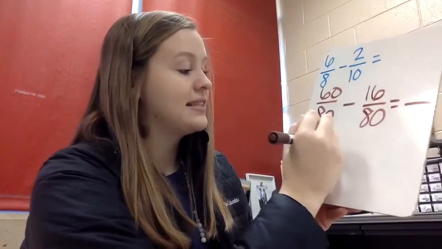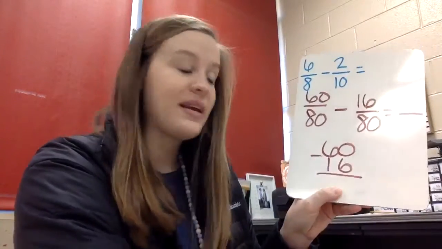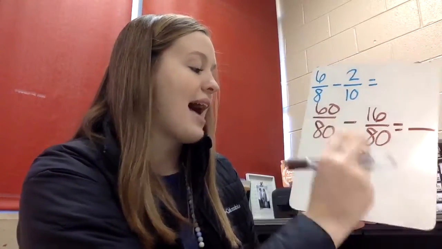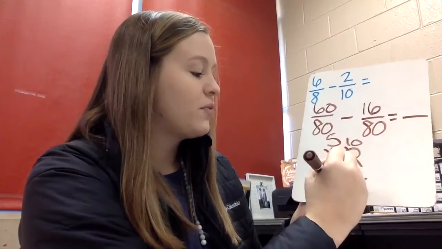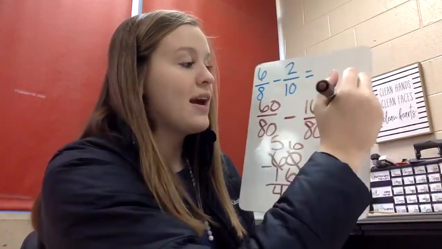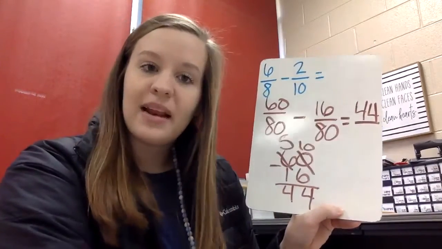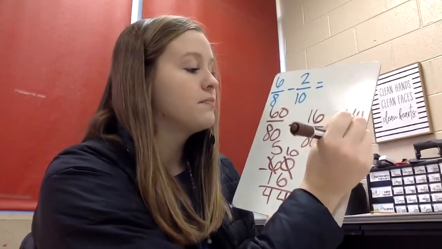So we have 60 minus 16. We'll have to regroup. Our 0 becomes a 10. Our 6 becomes a 5. 10 minus 6 is 4. 5 minus 1 is 4. So 44 would be our numerator. And what would our denominator be, guys? That's right, 80. You just slide that denominator over.